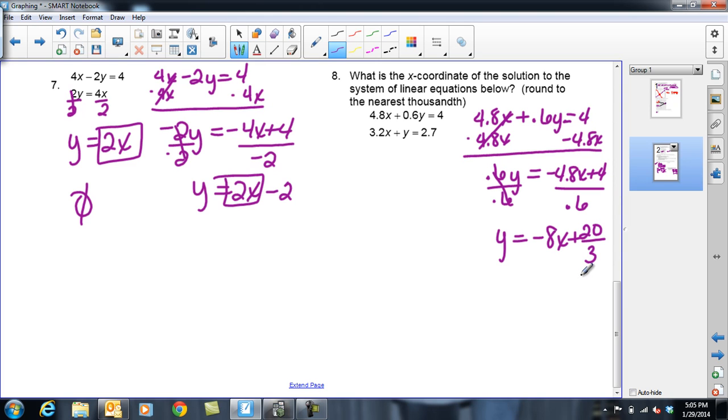It's okay because I'm going to use my calculator to solve it. That fraction is not a big deal. So let's take this bottom one and get y by itself. So we're going to subtract 3.2x from both sides. So you end up with y equals negative 3.2x plus 2.7. So here are my two equations, here and here, and I'm going to put them into y equals, and we're going to look at them on our screen.